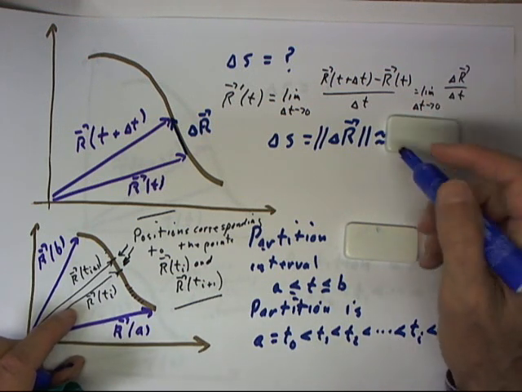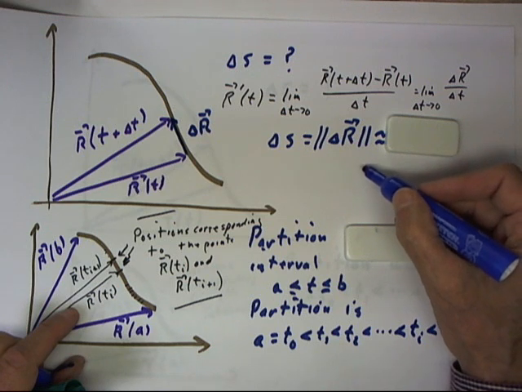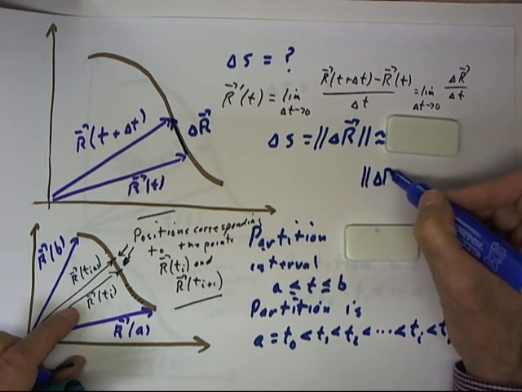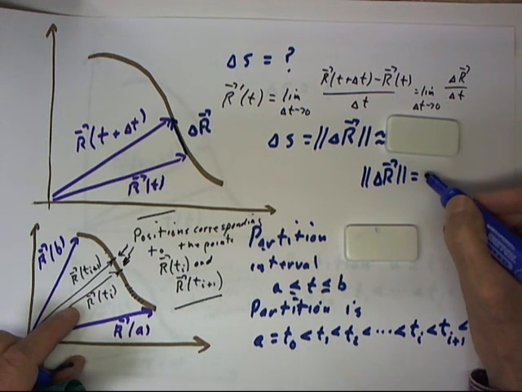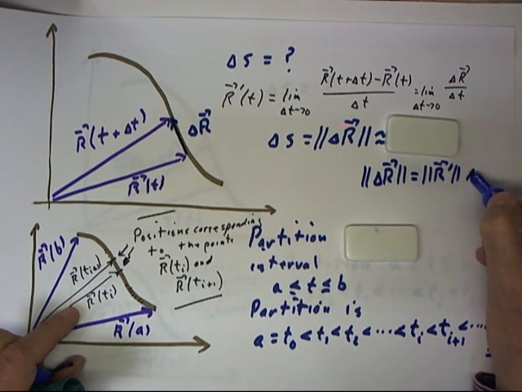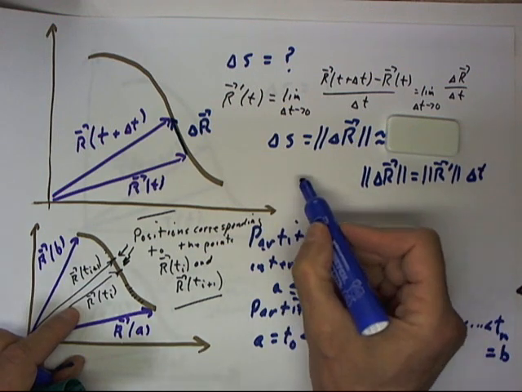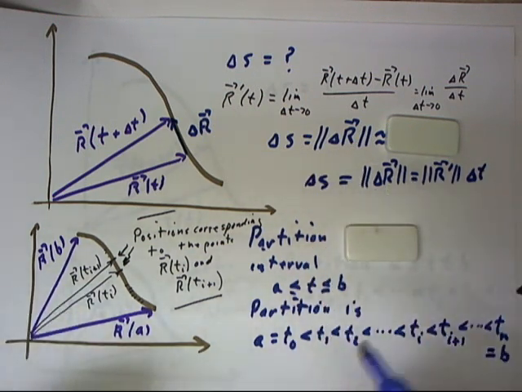So let's just say that the magnitude of delta r equals the magnitude of r prime times delta t, so that delta s equals the magnitude of r prime delta t.